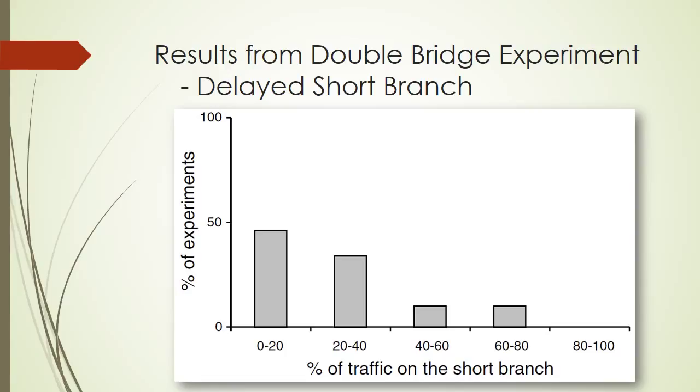So, while ants can adapt to obstacles being thrown in their way, and they can move around those obstacles, they're not good at taking advantage of a faster path when it opens up after a dominant trail has been established.